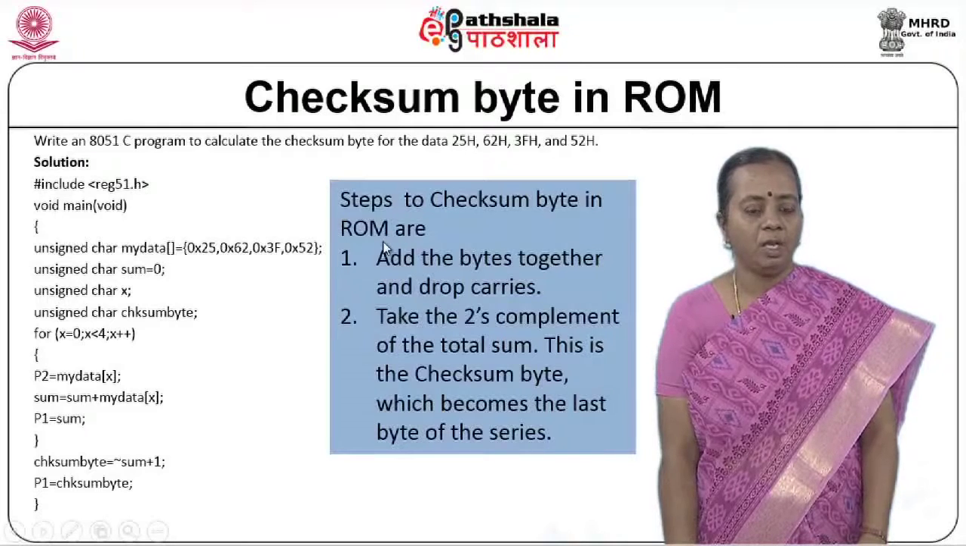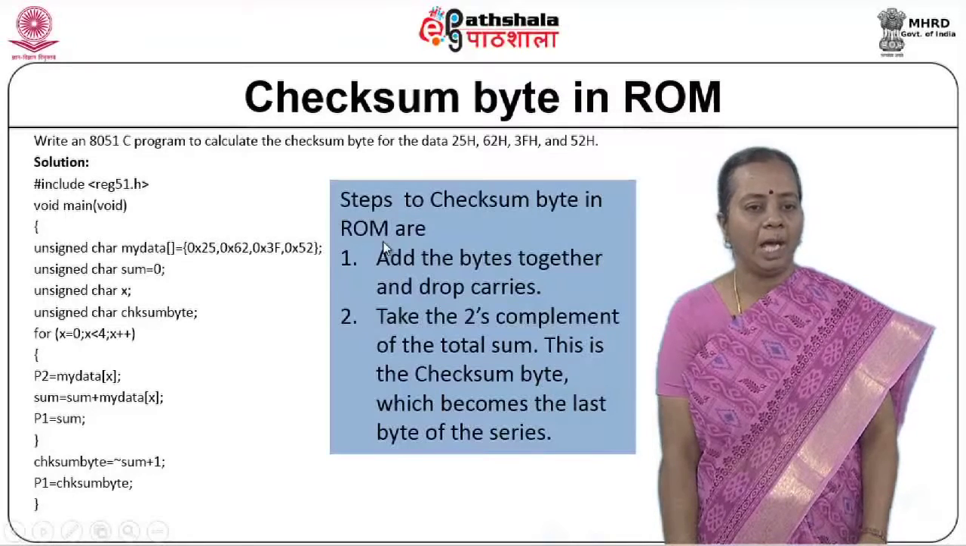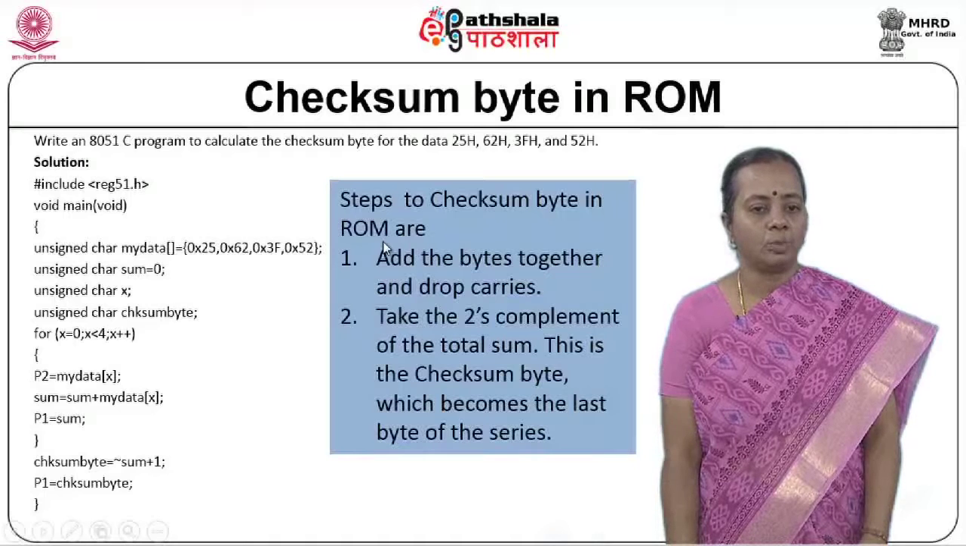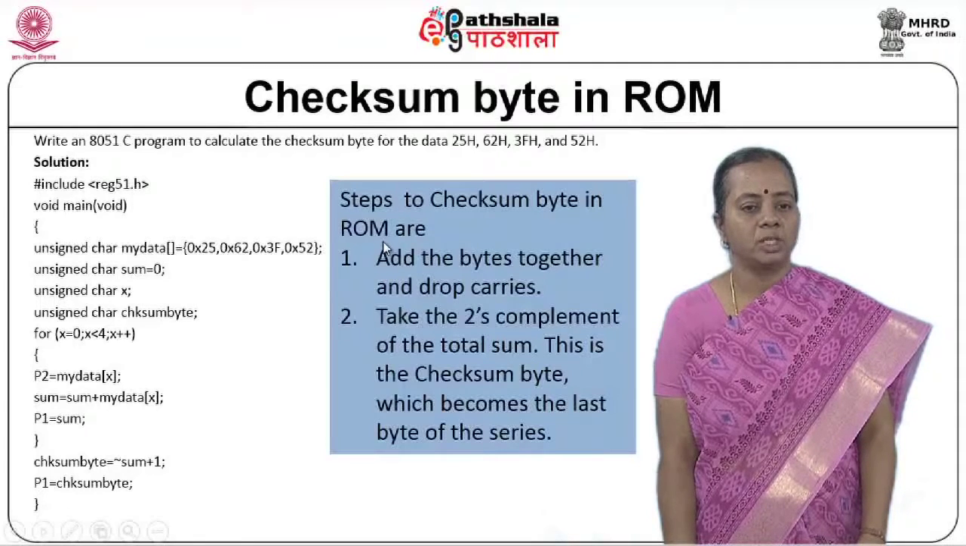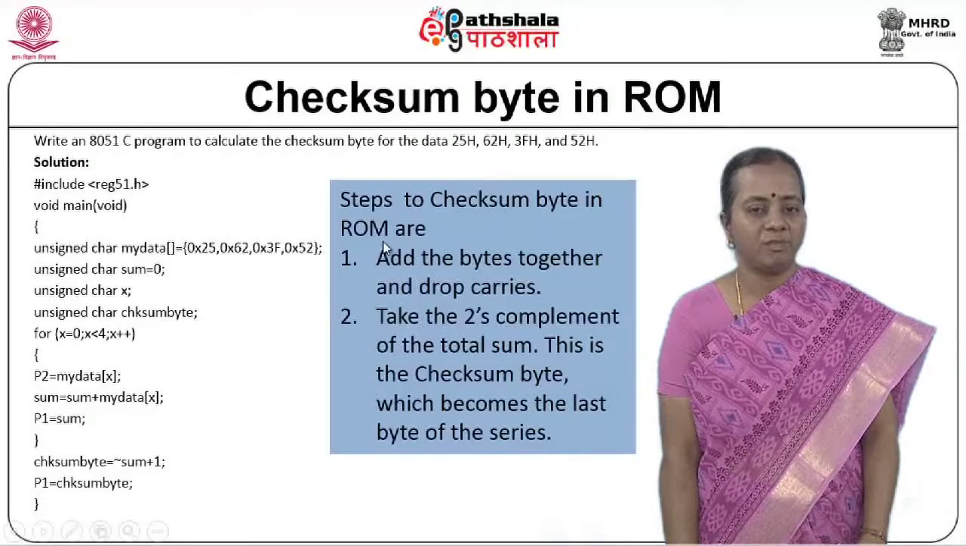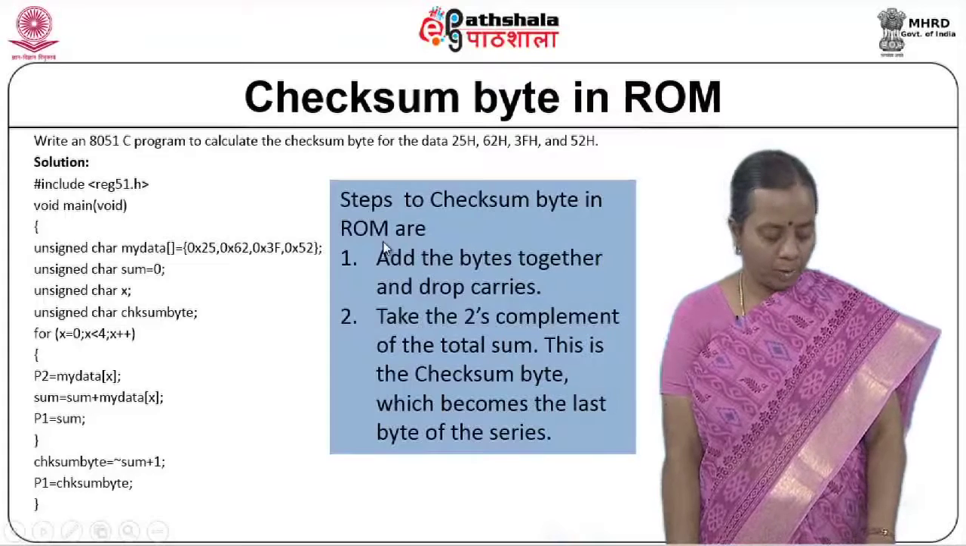The same way, all 4 values of this mydata array are displayed at P2 and each time added with sum. Once the 4 values are added, the sum will have the added value of all of them. We never look at our carry, only at the summed values. Now I want to take a 2's complement of it. So complement of sum plus 1 gives you the 2's complement, which is assigned to the checksum byte. Now P1 is equal to checksum byte, so that our output is displayed at P1. This particular program demonstrates, if I am giving different data sets, how to generate a checksum byte out of that input data.